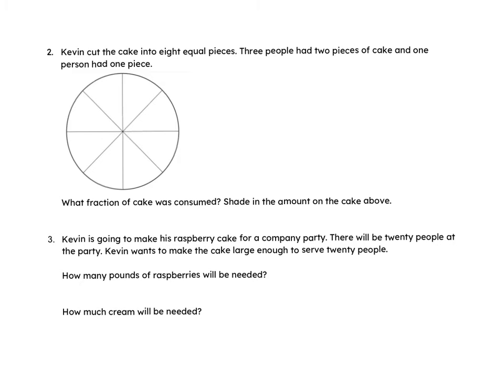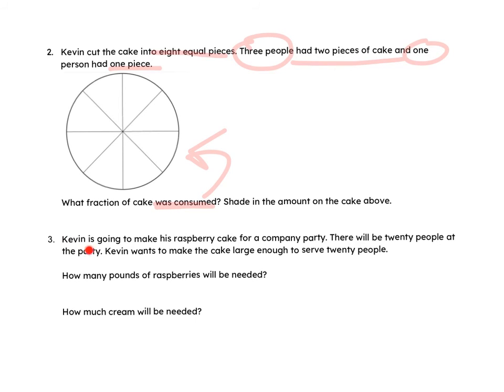Alright, so again, important numbers we're looking to identify here. The cake was cut into 8 equal pieces. 3 people had 2 pieces of cake, and 1 person had 1 piece of cake. Your job is to shade in the number of pieces that were consumed above.